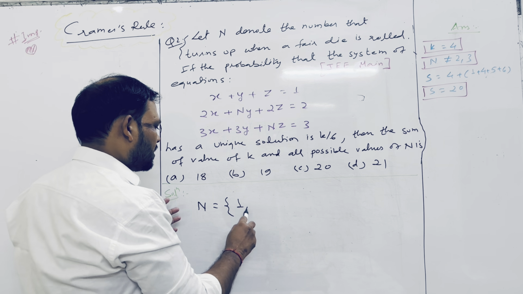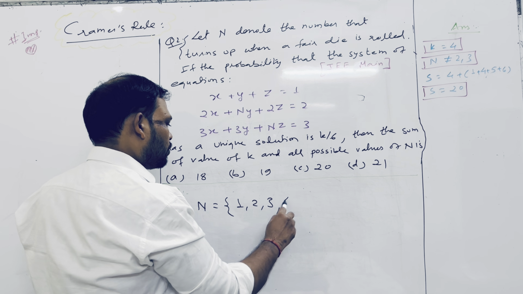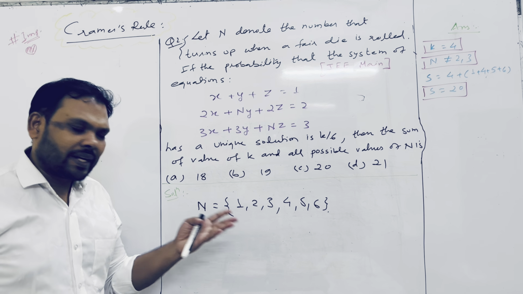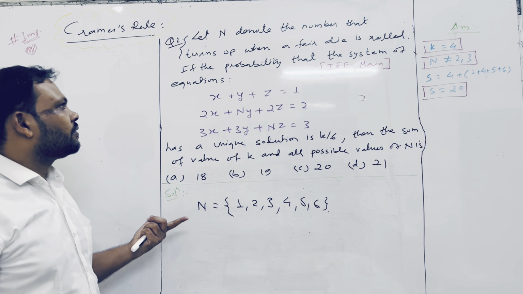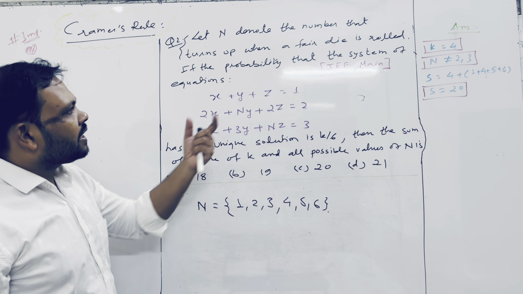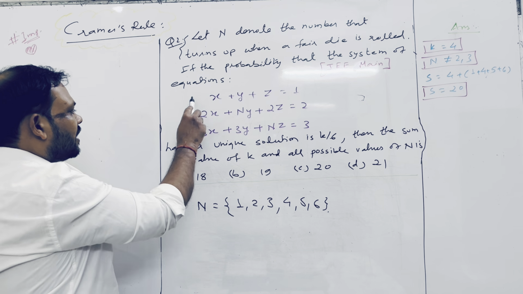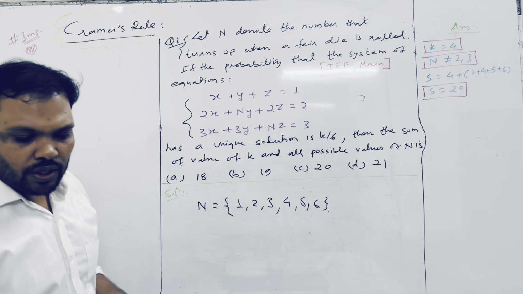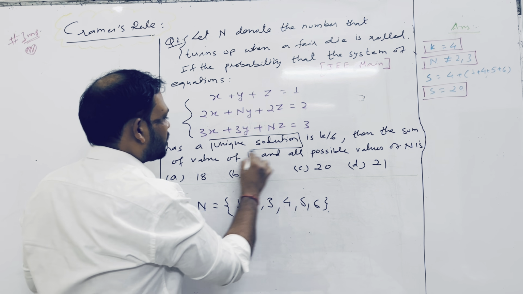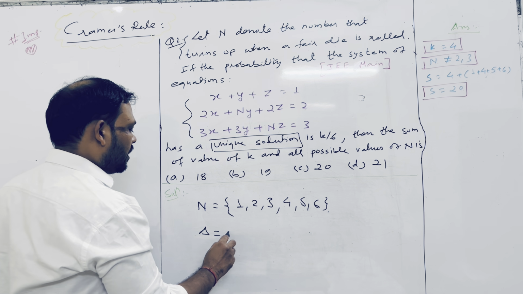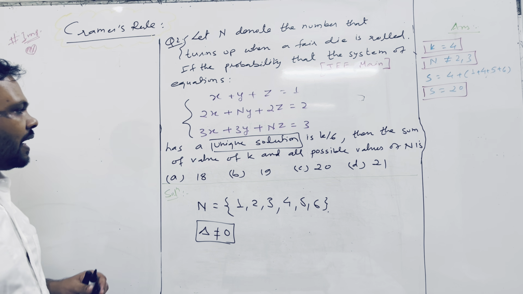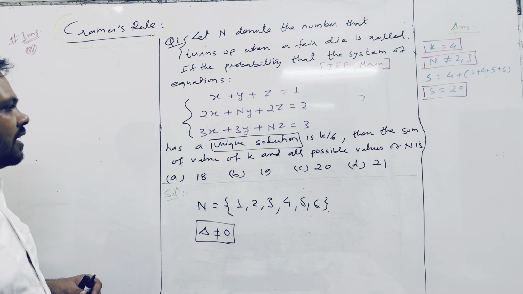So obviously N is 1, 2, 3, 4, 5 and 6. When we roll a die, we'll get obviously these possible numbers. So this is the first line of the question. Now the second line of the question talks about if this system of equations has a unique solution. So here we'll discuss the nature of the equations. If it has a unique solution, then definitely del will not be equal to 0. That means this is our second clue, and the probability given is k by 6.